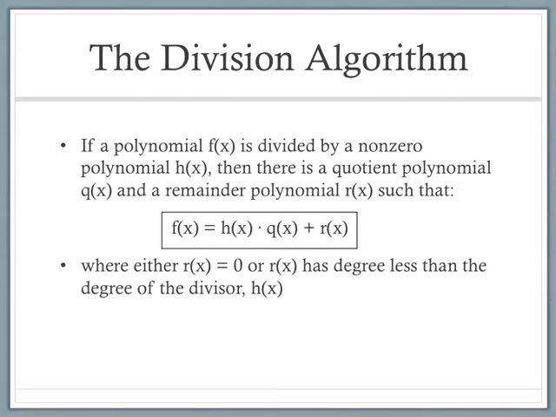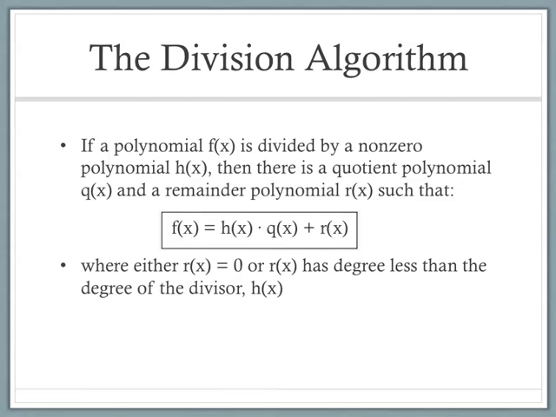Now, if you want to think about this in terms of just dividing regular numbers and not polynomials, well, you've actually done this before. So say you take 9 and you divide it by 2. You have a quotient of 4 and a remainder of 1. So what this is saying is that the relationship between those numbers is that if you were to multiply 2 times 4 and then add the remainder 1, you get back 9. So same thing with polynomials.